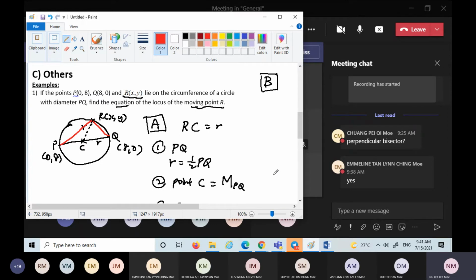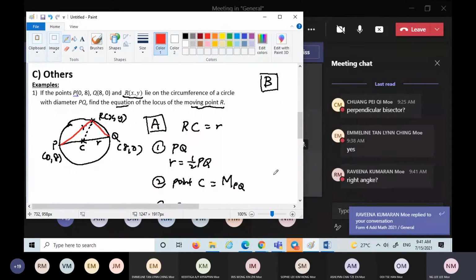This one you learn during, I don't know which form, but when you learn the circle, okay, PQ is a diameter, and then point R is a point on the circumference. When you join PQ and R, what type of triangle will it form? There is a special property of these triangles. Right angle, yes, Ravina. Right angle triangle, thank you very much. Okay, here is a right angle.